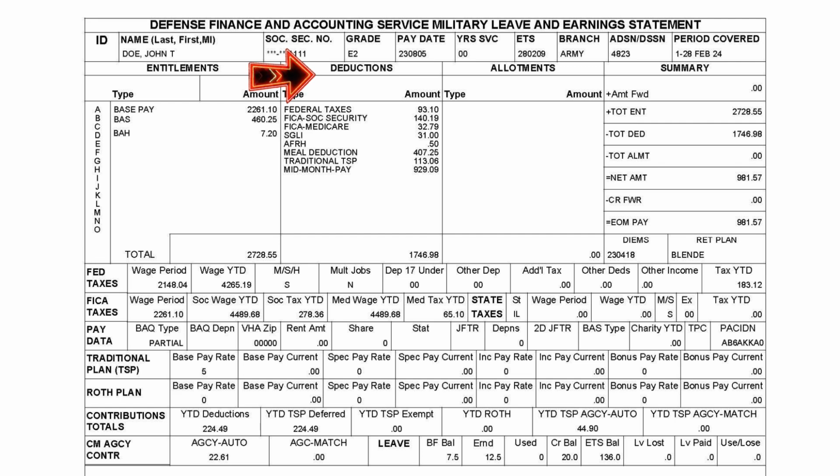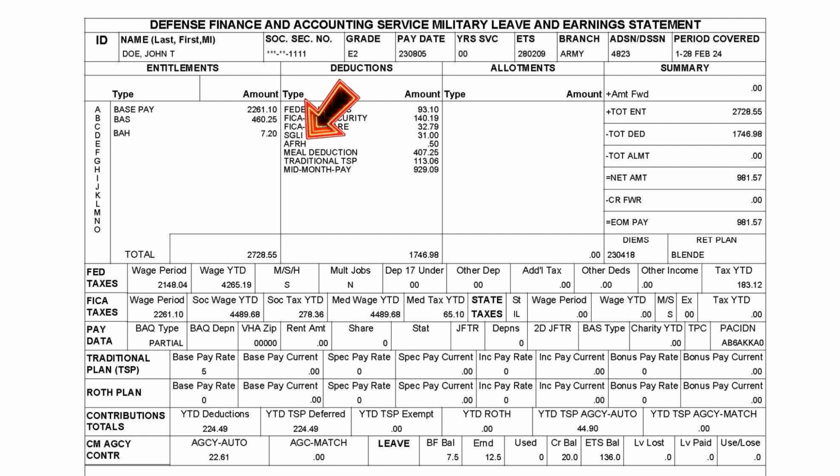Following that is deductions. This is the amount of money you owe to the government. So for federal taxes, Social Security, Medicare, state taxes, this is where it will come out. SGLI is your life insurance. It is the cheapest life insurance you will ever find. For $31 a month, it covers $500,000 in case something were ever to happen to you.